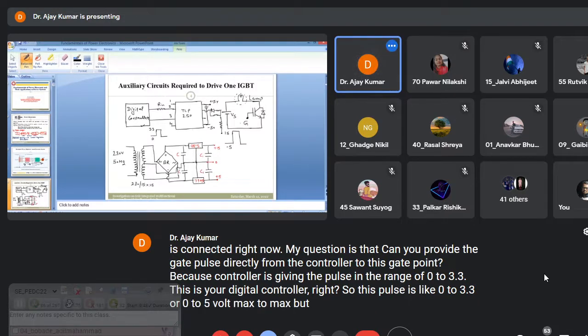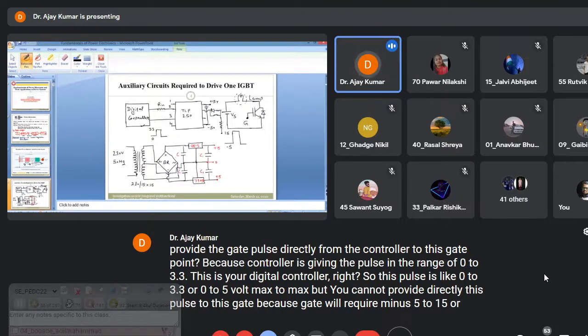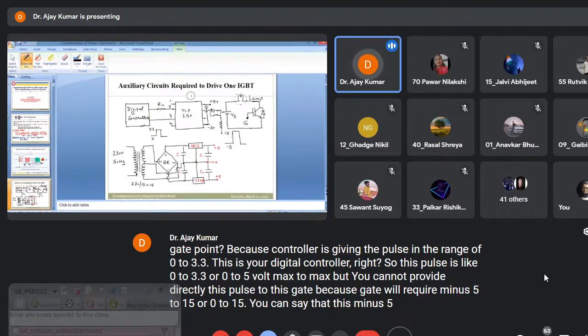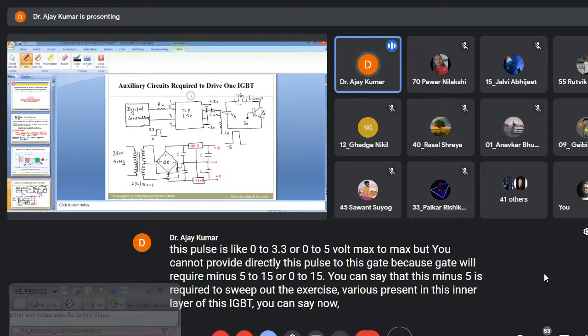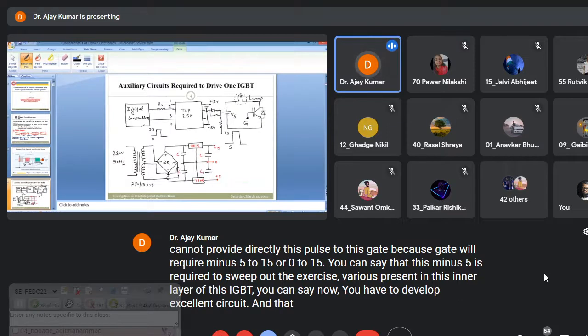But you cannot provide this pulse directly to this gate, because the gate will require minus 5 to 15 or 0 to 15. You can say that this minus 5 is required to sweep out the excess charge carriers present in the inner layer of this IGBT. Now you have to develop an extra auxiliary circuit, and that extra auxiliary circuit is nothing but your gate driver circuit. So you have to develop a gate driver circuit for a single IGBT.